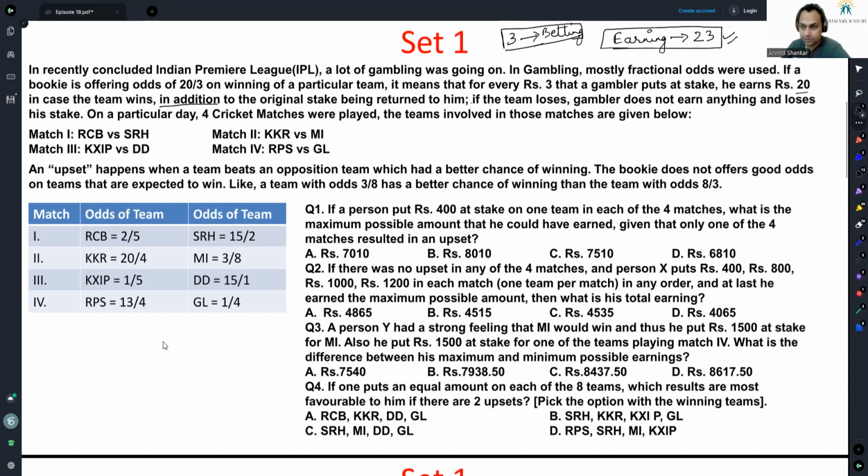So his overall earning turns out to be 23. This is kind of critical. If the team loses, the gambler does not earn anything and loses his stake. He gets 0, he loses his stake.